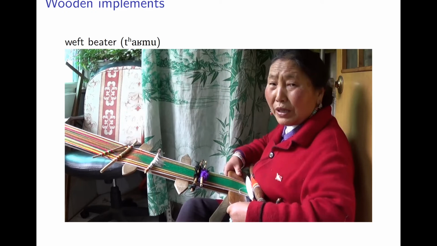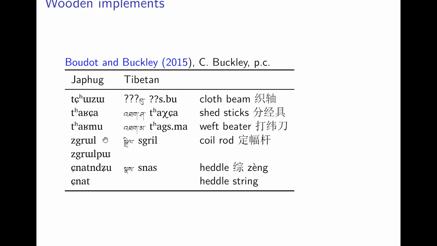So this implement, as you can see, is called tamu, and more or less cognate with the Tibetan form takma. Probably the form from which tamu comes is takmo, with the mo suffix instead of the ma suffix. It wouldn't be very surprising. So, in the dictionary, you find takma, but I wouldn't be surprised if takmo would appear in some text, but I just didn't identify it.